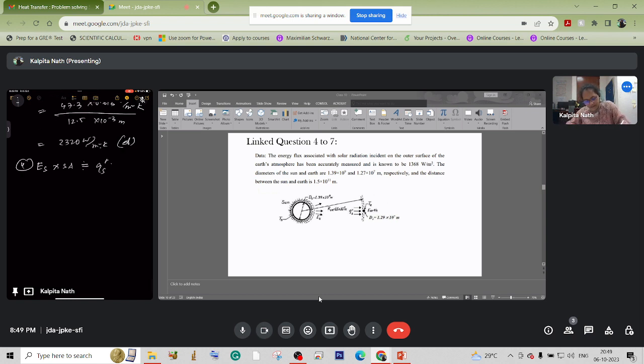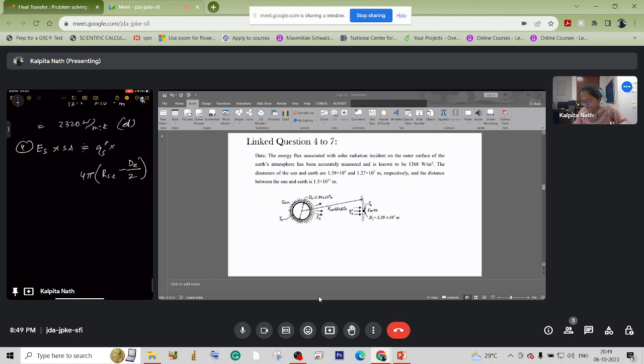That will be qs, the flux that is incident, into 4 pi. First, the radius will be the total radius between the sun and the middle of the earth, that is RSE minus the radius of the earth, DE upon 2, and this is also whole square. And this is the surface area of the sun, 4 pi ds square.